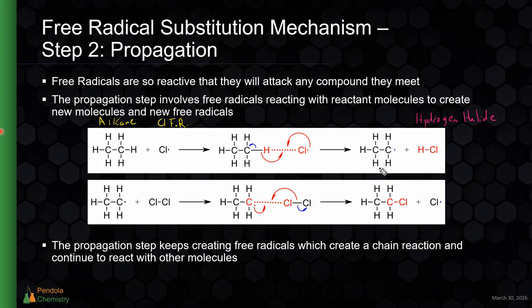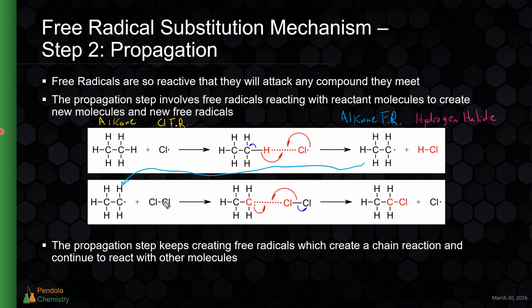So this right here, CH3CH2 dot, that's an alkane free radical. This is a free radical that's created from the reaction between the chlorine free radical, the halogen free radical, and the alkane. So that's one step of propagation. Now, why do we call propagation a chain reaction? Well, that alkane free radical that is created is not stable. It's super reactive.